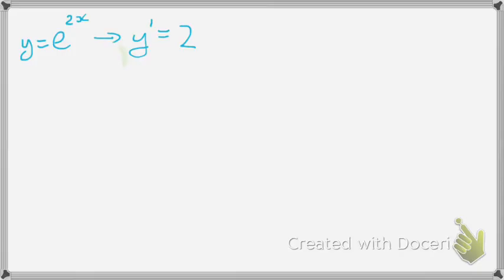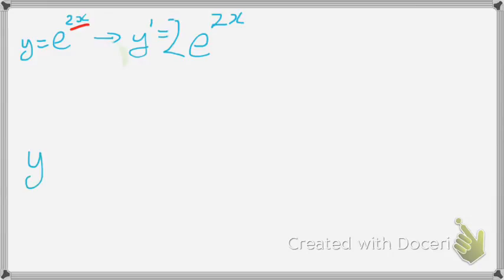The way we need to think about it is we need to think about the 2x as a separate function. So we take the derivative of e to the 2x. We know the derivative of e to the x never changes, so it never changes. And then we multiply by 2. And that is the derivative.